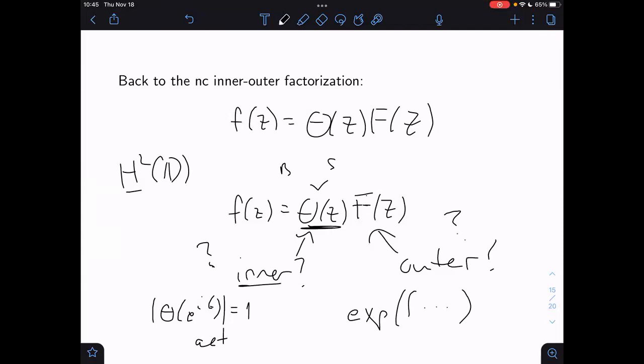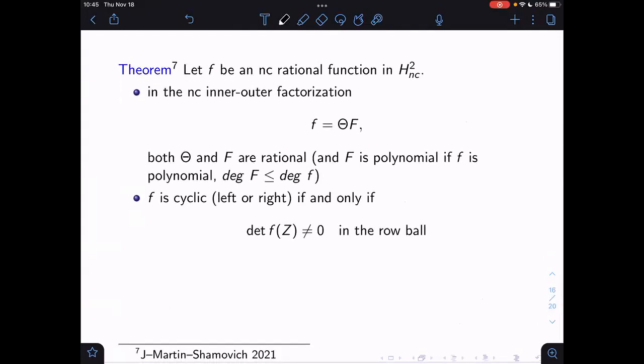We can say a little bit if we specialize to, say, polynomials or rational functions. This is the result of Robinelli and I. So if I stick to NC rational functions or polynomials, then you can say a few elementary things that you hope would be true. The first is that if I look at the NC inner-outer factorization of a rational function or polynomial, then both the inner and the outer factors are themselves rational. And in fact, if I start with a polynomial, the outer factor is also a polynomial. You can prove that using older things, using Popescu's version of the Fejér-Riesz theorem. But anyway, if I have a polynomial and I factor it, the outer factor is a polynomial and the degree doesn't go up, just like what happens in the classical case.